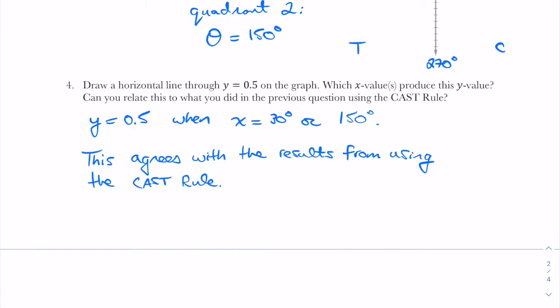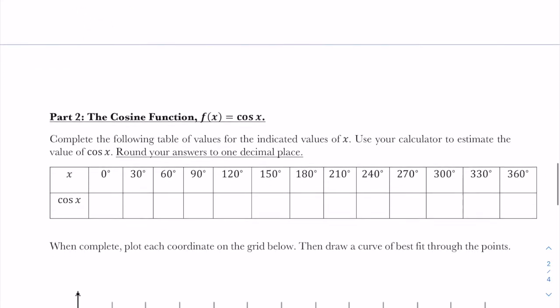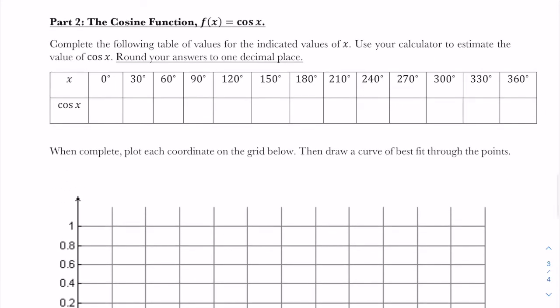All right, and that completes about half the lesson. In the second part, we're going to investigate the cosine function. By the way, in grade 11, we're just going to look at the sine and cosine function. In grade 12 advanced functions, you'll look at the tangent function, as well as the secant, cosecant, and cotangent functions.